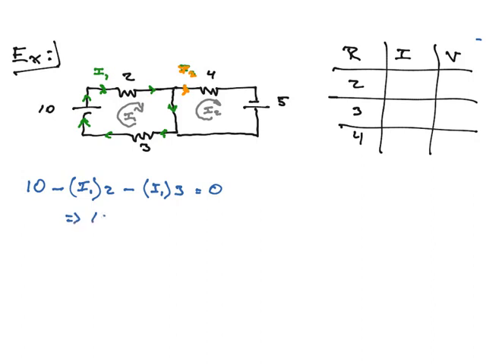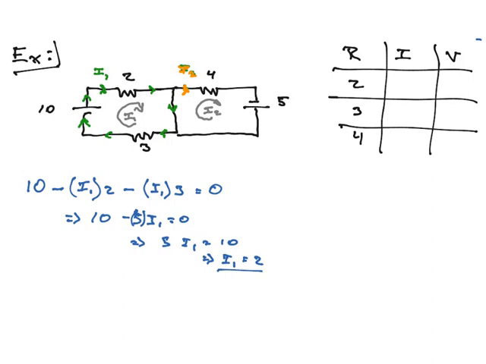So we have 10, and then I have minus 2I1 minus 3I1, which is minus 5I1. All right, keep the I1 on one side, all the numbers on the other. So I have 5 times I1 equals 10. Thus, I1 equals 2. So I now know the current I1 flowing through the left-hand loop. Does that give me any answers?